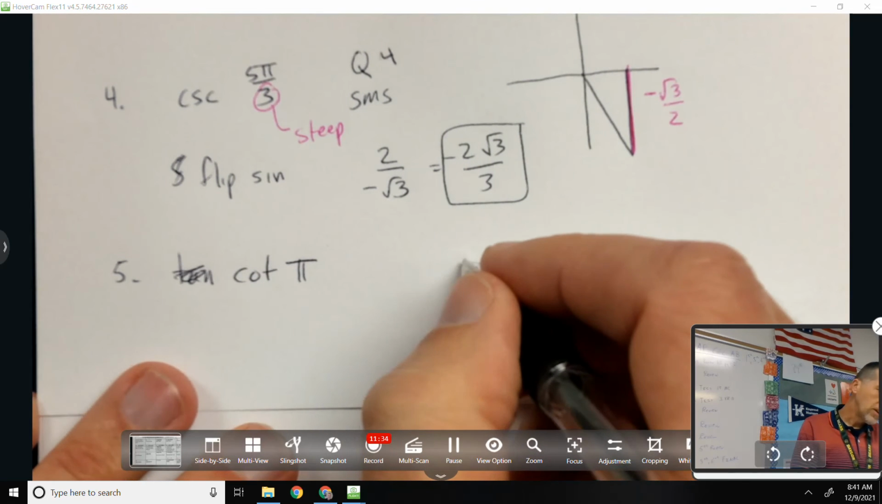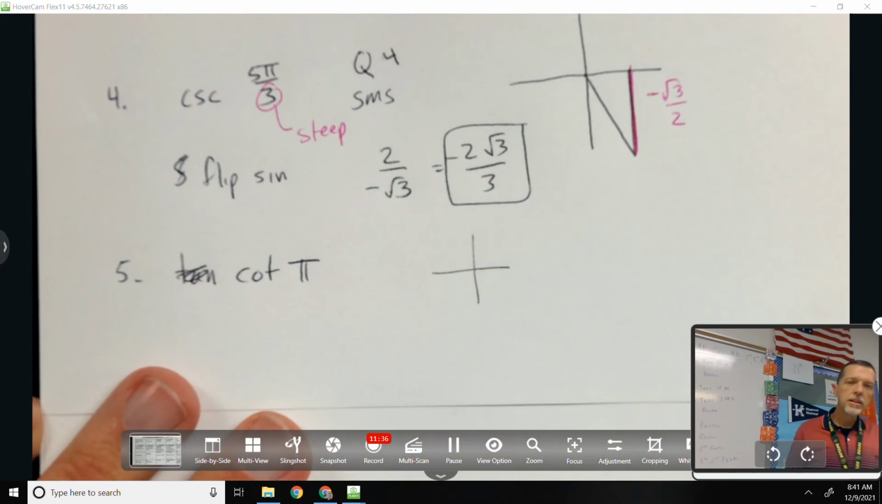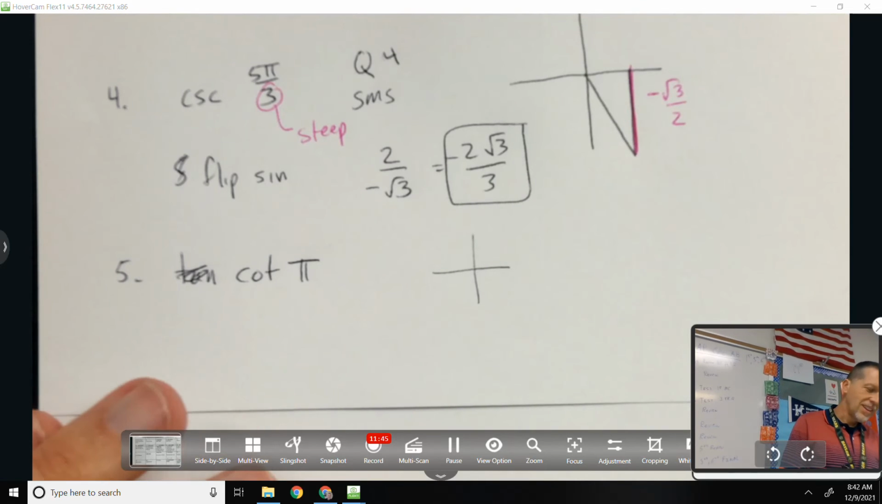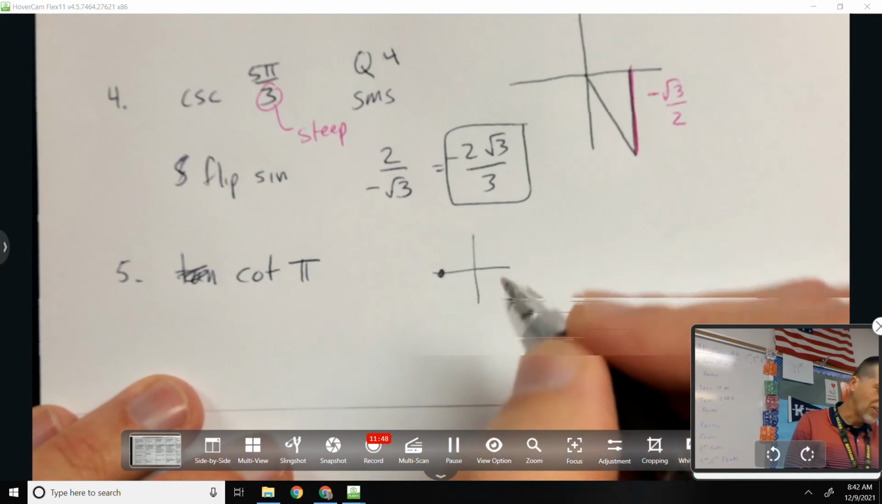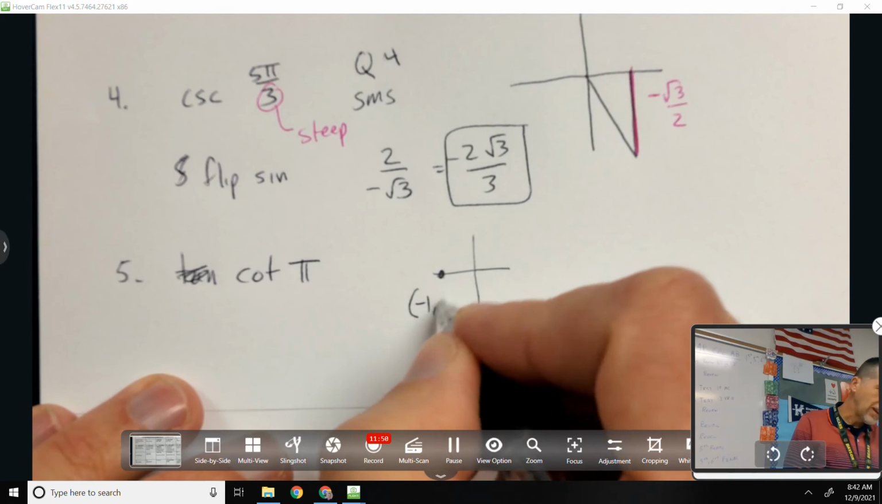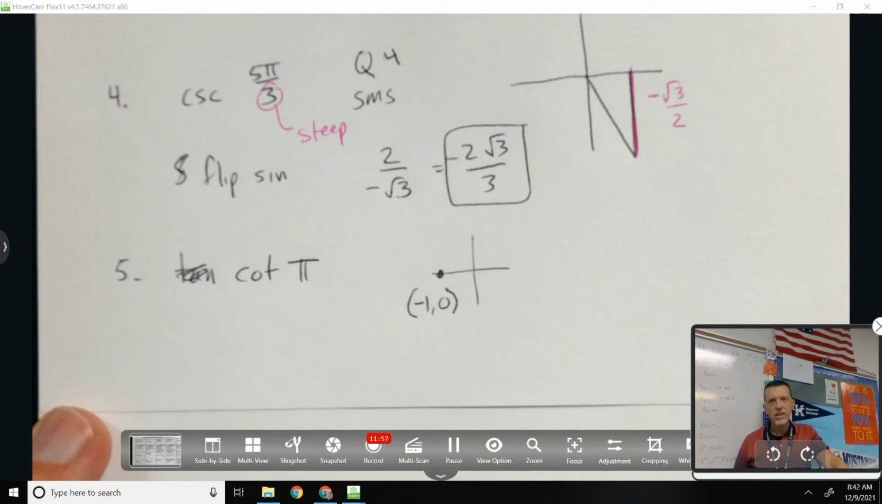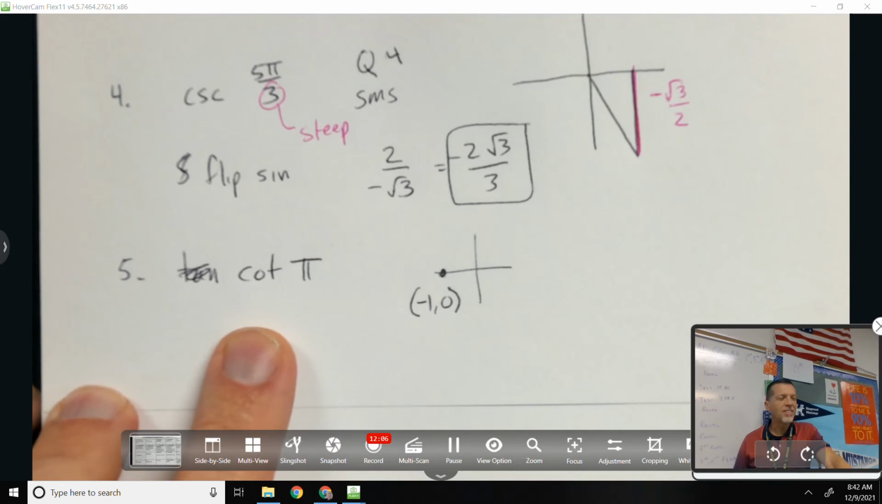Let's do one more. Cotangent of pi. Where's pi? What quadrant's that in? It's just a line. It's a trick question. It's on the left. That's a good answer. The coordinate would be negative 1, 0. And then cotangent is always either 0 or undefined. That's true because it's on the axis, but we need to figure out which one it is.